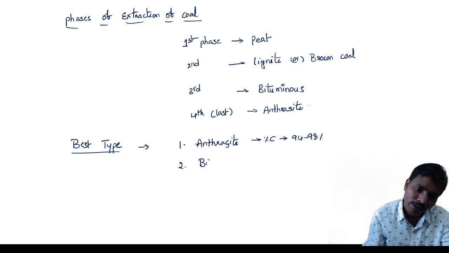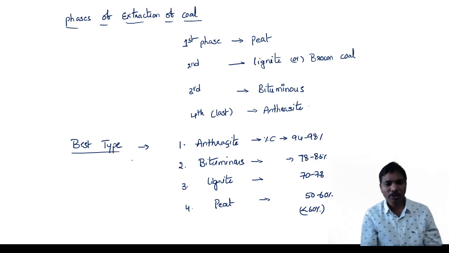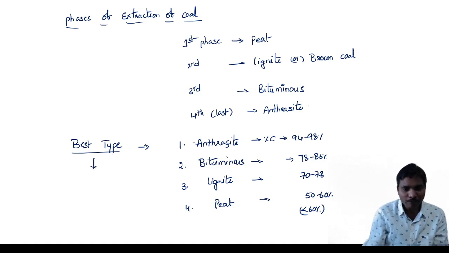Second one bituminous, percentage of carbon 78 to 86 percentage. Third one lignite, brown type of the coal, 70 to 78. Fourth one peat, that is 50 to 60 percentage, that is less than 60%. Okay, so it is in the order of best type, it is in the order of A, B, L, P, correct? A, B, L, P.